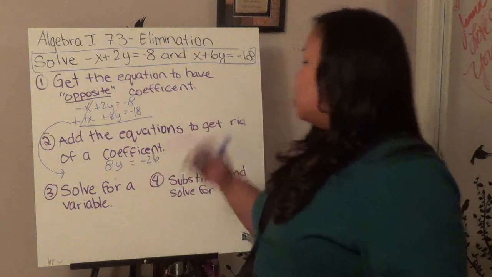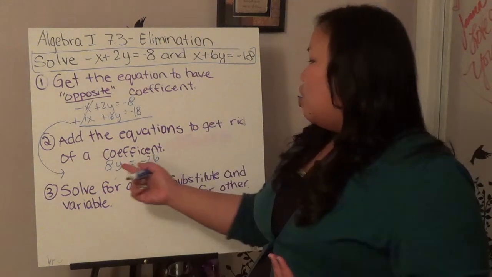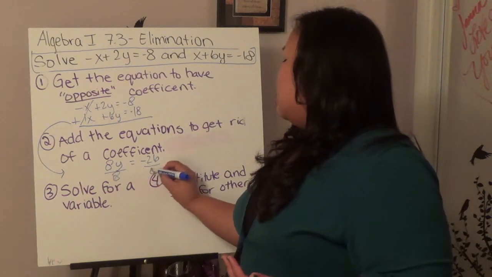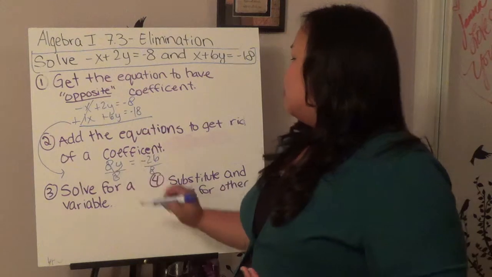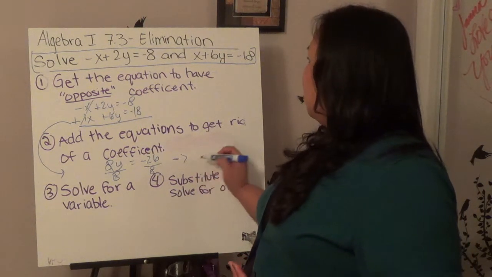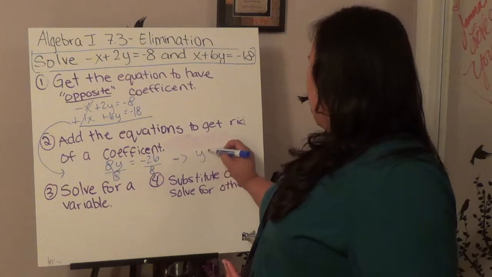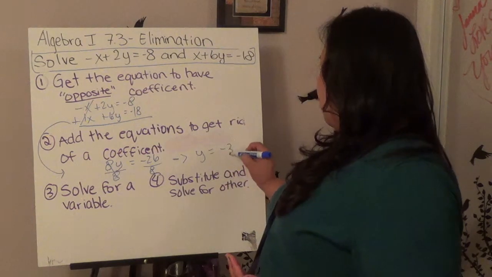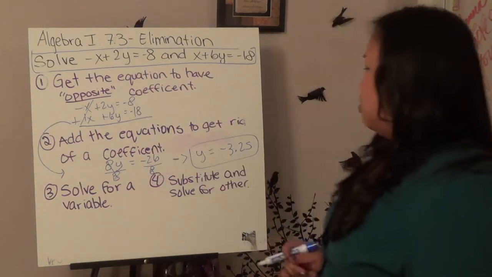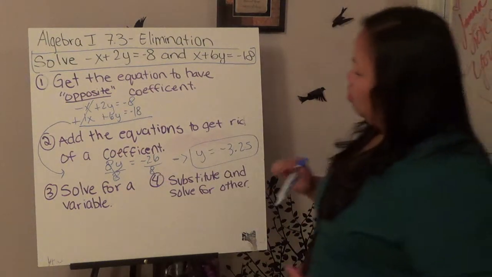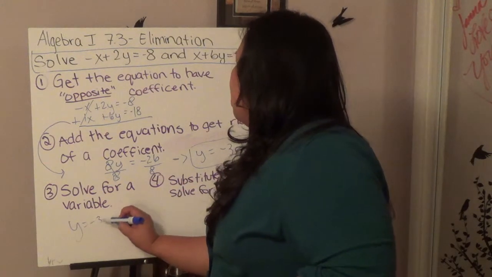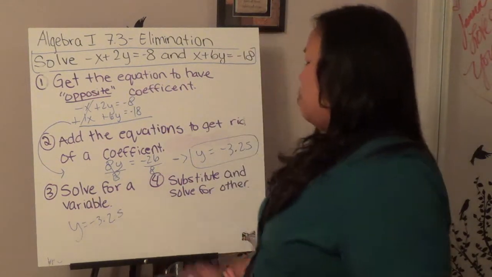Now I'm just solving this problem like I solve any other problem. In order for me to get y by itself, I'm going to divide both sides by 8. This cancels out. I end up with y equals negative 3.25. It's my first answer. Okay? Y equals negative 3.25. I solved for a variable.